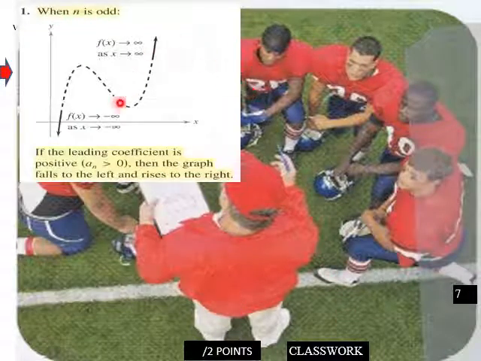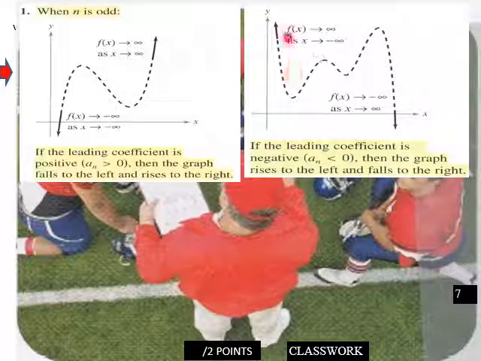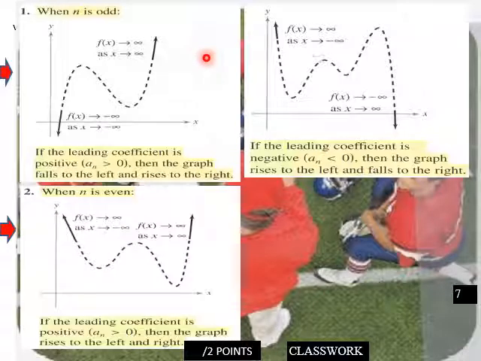So when n is odd, you have this situation here. And then if the leading coefficient is negative, it moves basically in a negative manner, with the right side of your graph heading down.